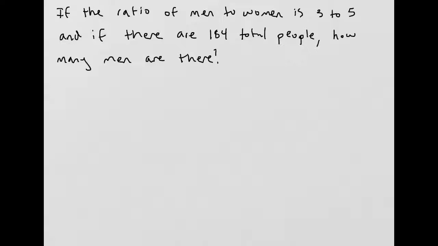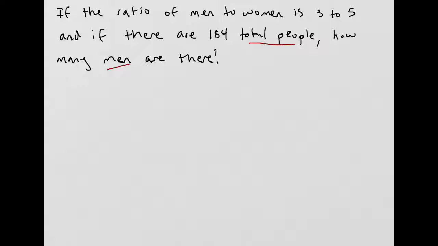Okay, so if we begin with the question part, it says, if there are 184 total people, how many men were there? So what we're linking together are total people and men. So it'd be nice to have a ratio of total people to men, or men to total people.